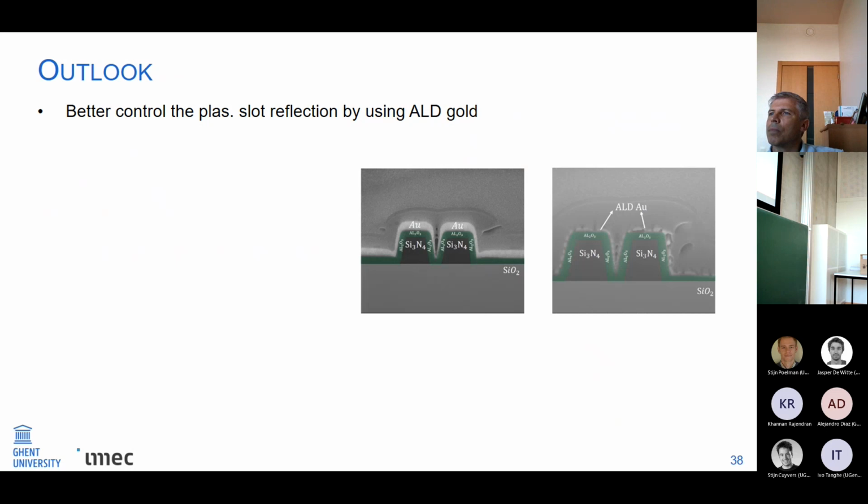But sputtering has a more random nature, and therefore it's difficult in advance to know the amount of back reflection that you will get from this plasmonic slot interface, while with the other approach you have better control about this plasmonic slot.